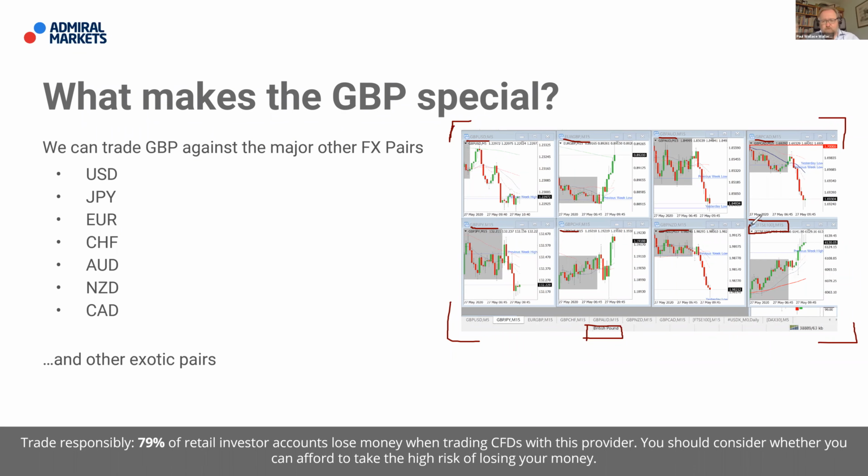So as I said, there are exotic pairs that you can trade, and some of them might be more relevant to you, because I appreciate we have a global audience here. I appreciate we have people joining us for our sessions from all over the globe, and you're very welcome. But what I would suggest for new traders is to normally just focus on trading the sterling against the major other FX pairs to begin with.